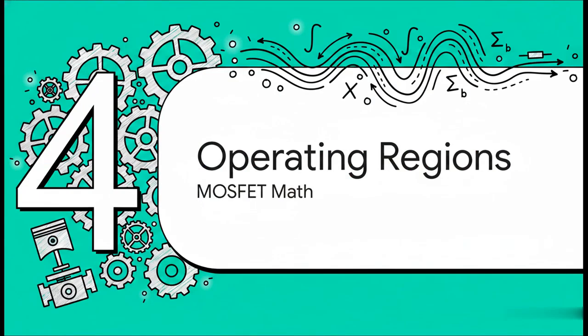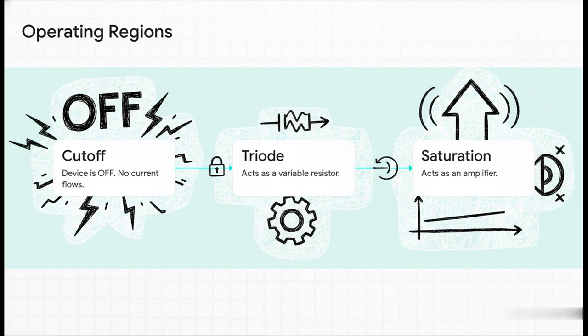Now, I know bringing up math can seem a little daunting, but I promise you, these equations simply and beautifully describe the different states of our tiny engine. Logically, you can think of the MOSFET as operating in 3 distinct regions, kind of like shifting gears in a car. Step 1 is the cutoff region. The device is completely off. No current flows at all.